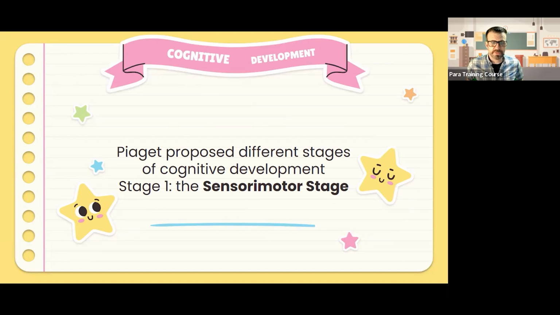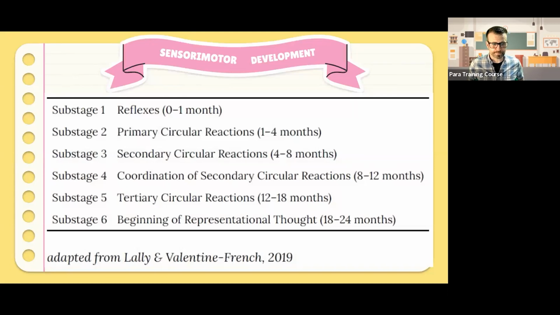Piaget proposed different stages of cognitive development, and the first one is called the sensory motor stage. As promised, we're going to talk about 6 different parts of that. Rather than hang on this slide, we'll go to each individual sub-stage.